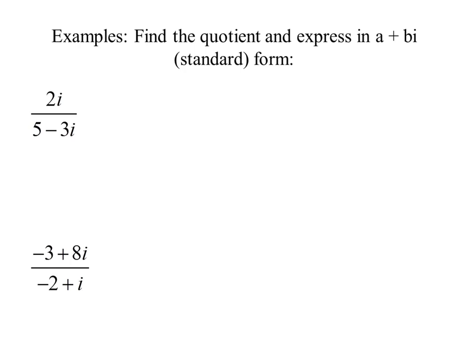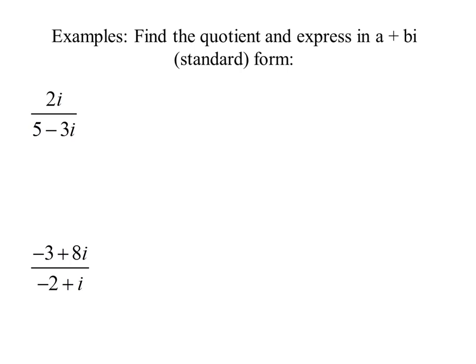So you have negative 3 times negative 2, which is going to be 6. You have negative 3 times negative i, which is going to be positive 3i. You have 8i times negative 2, which is going to be negative 16i. And then you have 8i times negative i, which is going to be negative 8i squared.